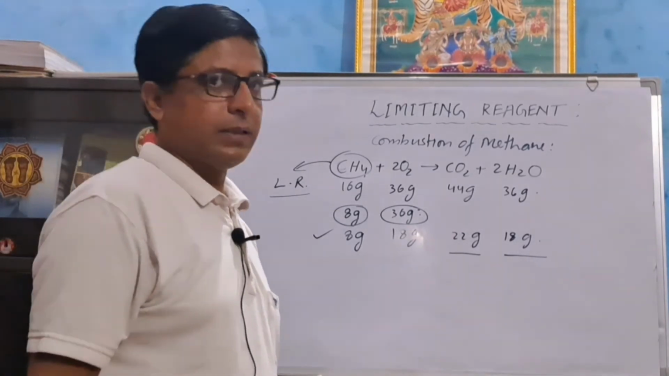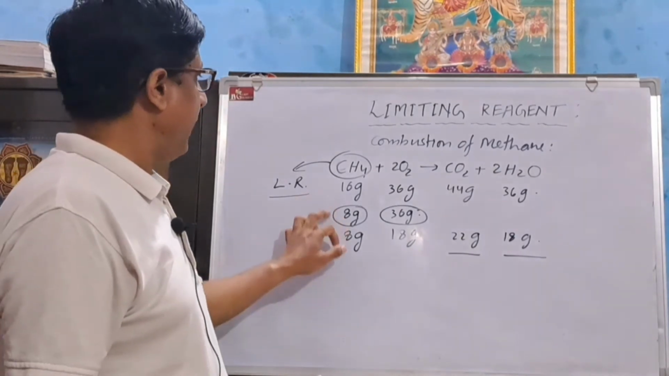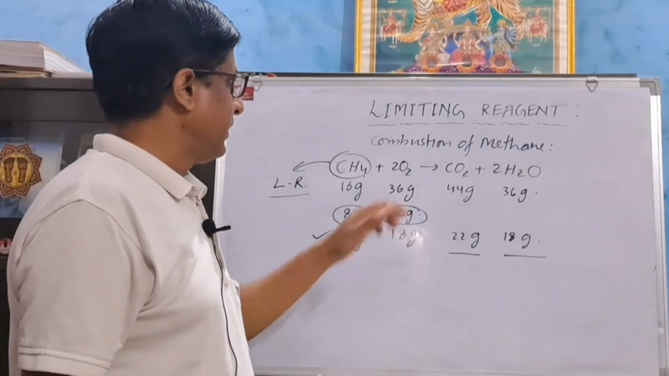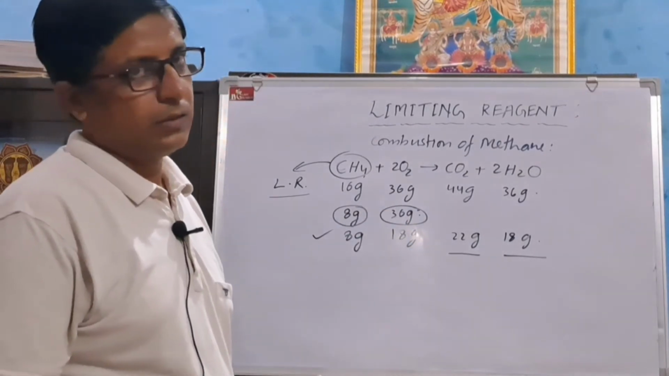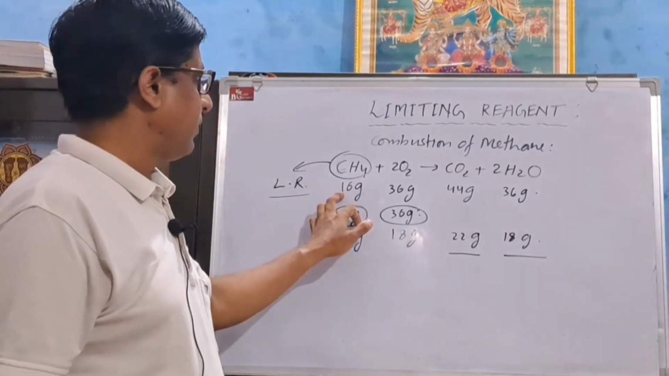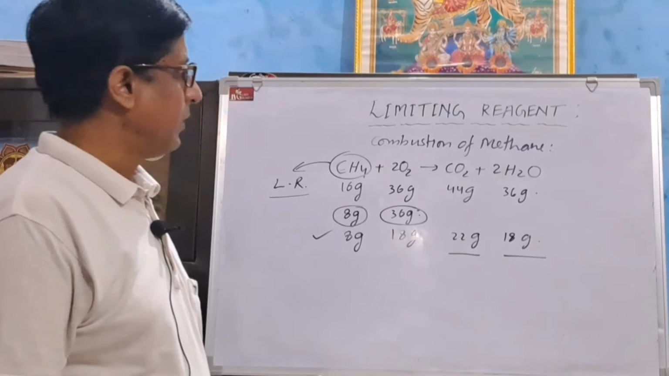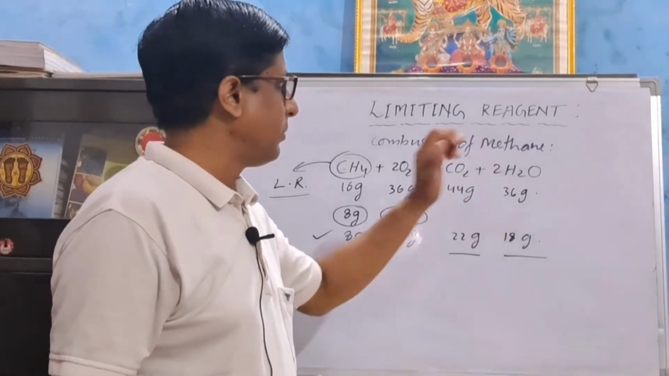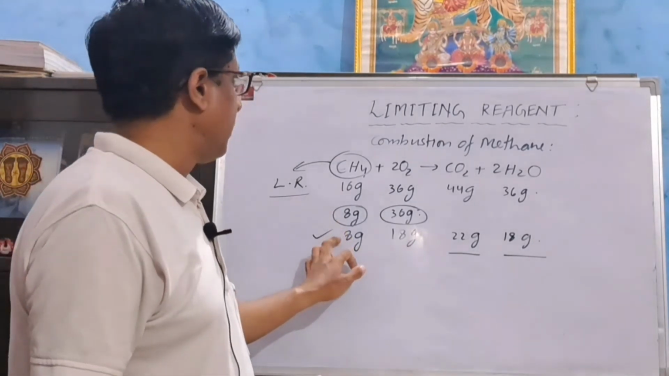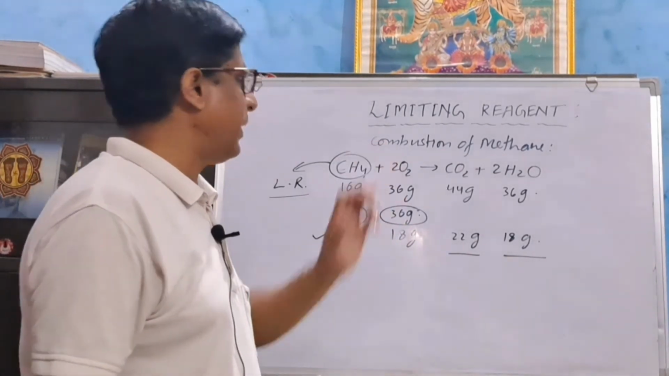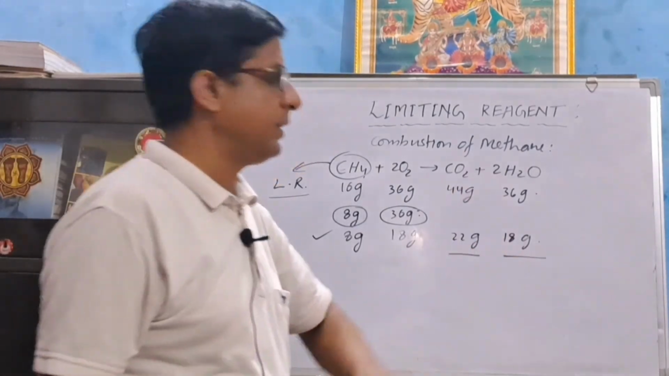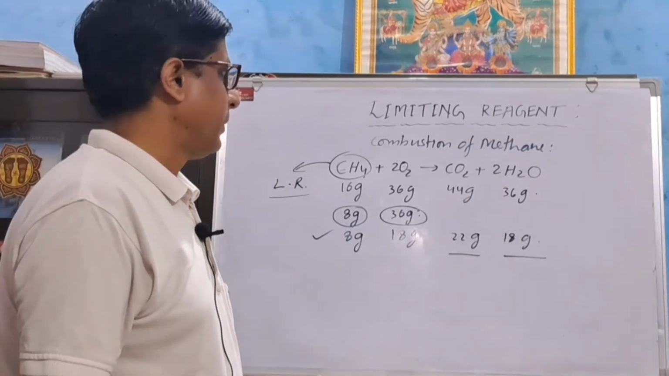Let us take the case when 8 gram of methane is mixed with 36 gram of oxygen. Now, from stoichiometry, we know that 16 gram of methane reacts with 36 gram of oxygen to produce 44 gram of CO2 and 36 gram of water. Thus, 8 gram of methane will react only with 18 gram of oxygen to produce 22 gram of carbon dioxide and 18 gram of water vapor.